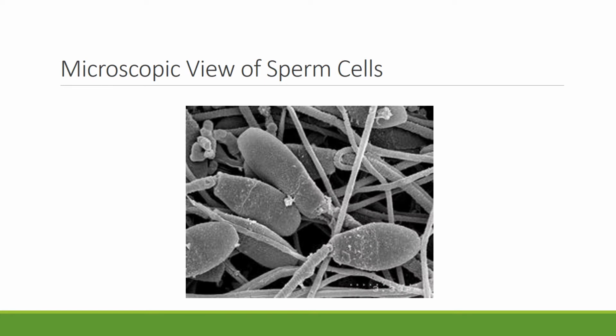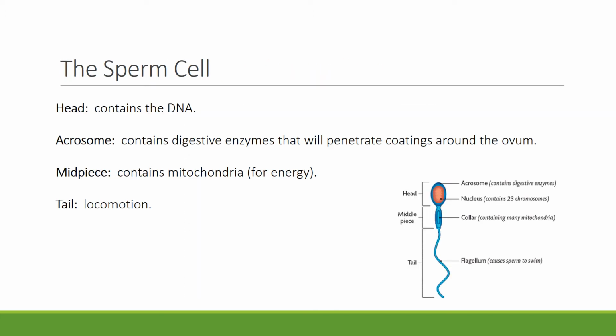This slide shows you a microscopic view of sperm cells. You can see the heads and the tails very clearly. Take a look at this diagram as we talk about each of these parts. The head is the part of the sperm cell that contains the DNA, or the genetic material. An acrosome covers the head and contains digestive enzymes that will penetrate the coatings around the ovum. The midpiece contains the mitochondria, which is necessary for energy, and the tail is for locomotion.